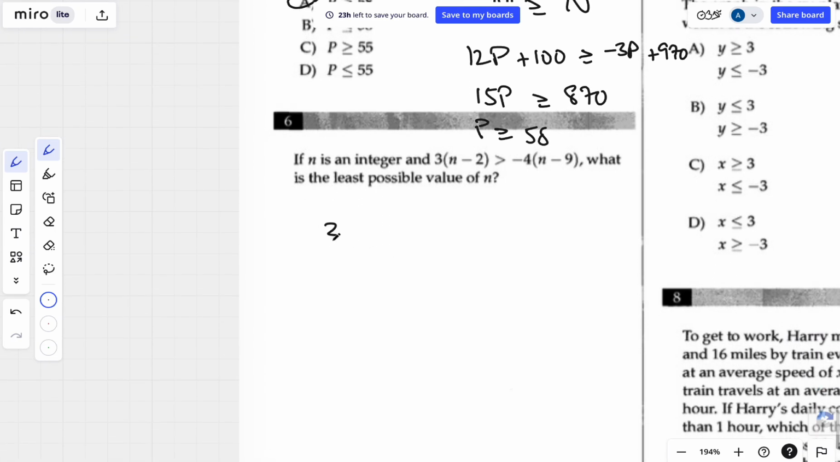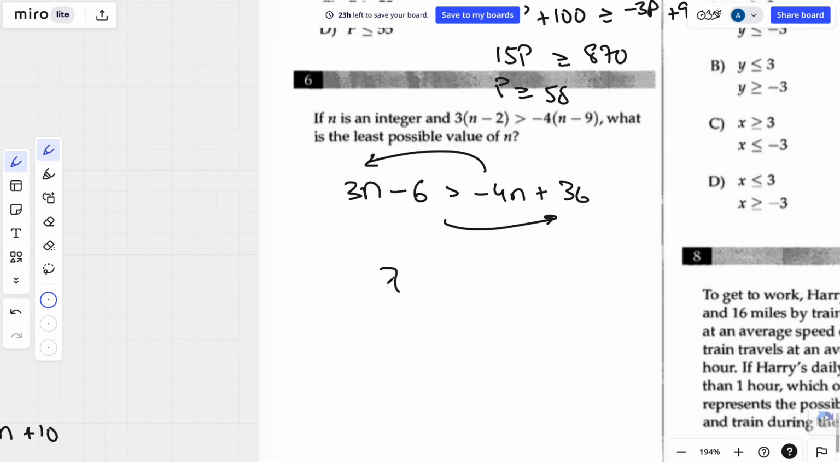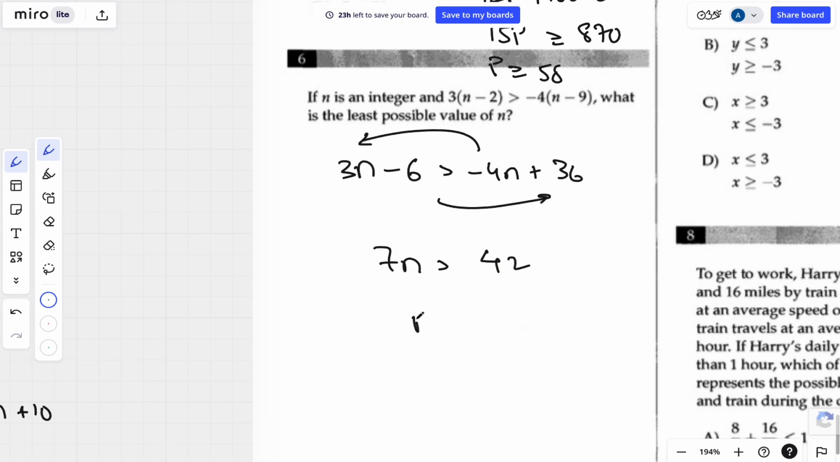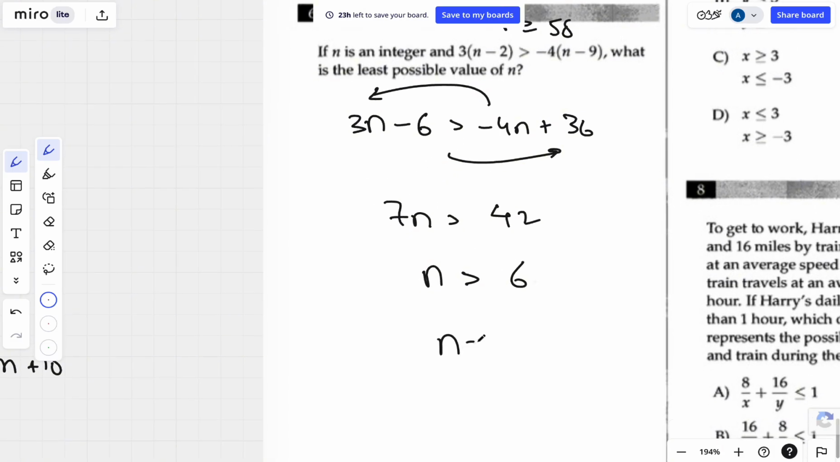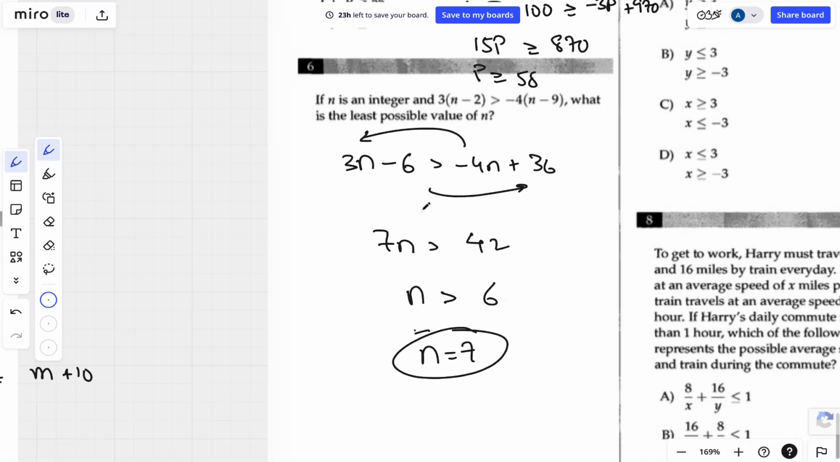Question 6, we'll open the brackets. 3n minus 6 is greater than negative 4n plus 36. 4n comes here, 6 goes there. It'll be 7n greater than 36 plus 6, which is going to be 42. And then n is greater than 6, which means the least possible value for n is going to be 7. 7 is the least possible integer value of this.